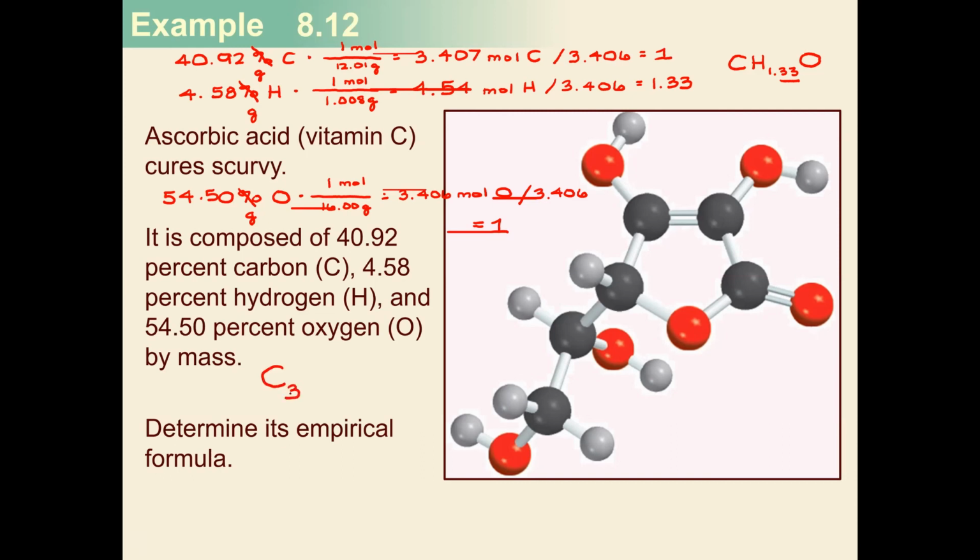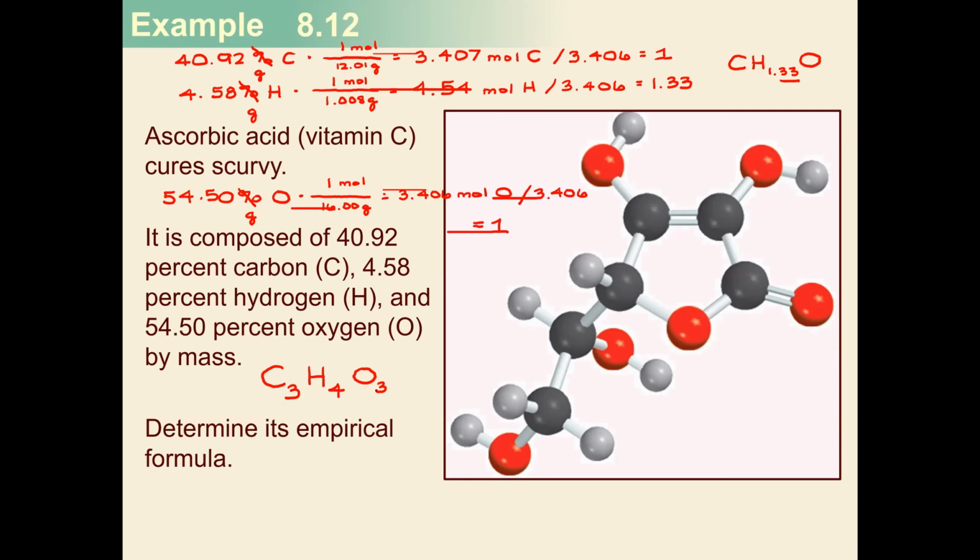So I will get carbon times 3, so that's 1 times 3. I will get my hydrogen, so I have 1.33 times 3, that becomes 4. And finally, for my oxygen, I would get 3 as well. So this is the empirical formula.